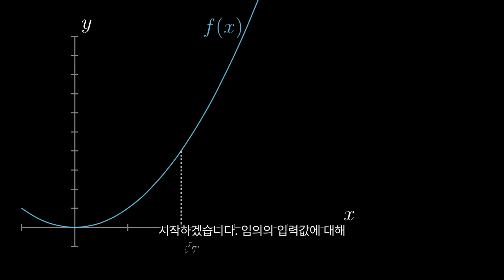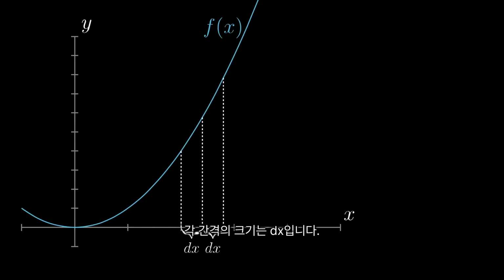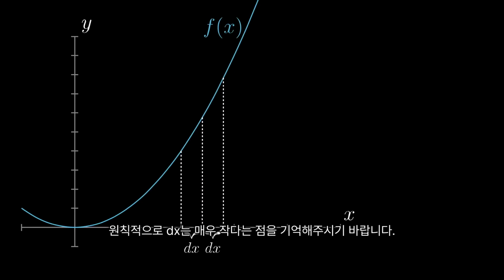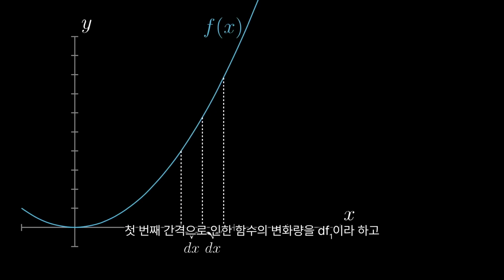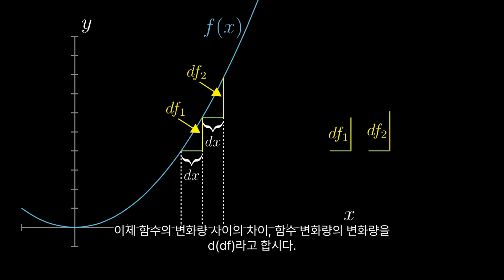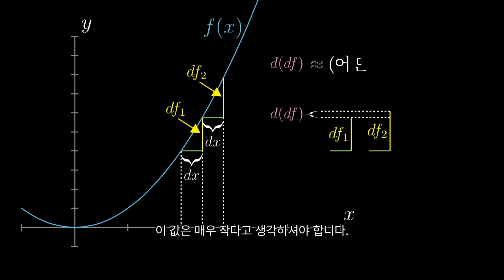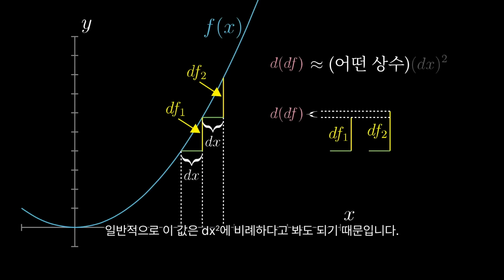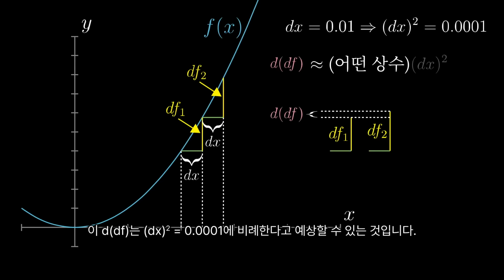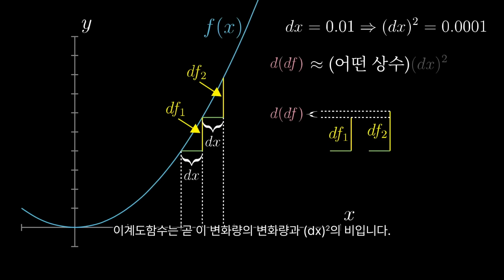To start off, think of some input to your function, and then take 2 small steps to the right, each one with the size of dx. I'm choosing rather big steps here so that we'll be able to see what's going on, but in principle, keep in the back of your mind that dx should be rather tiny. The first step causes some change to the function, which I'll call df1, and the second step causes some similar but possibly slightly different change, which I'll call df2. The difference between these changes, the change in how the function changes, is what we'll call ddf. You should think of this as really small, typically proportional to the size of dx squared. So if, for example, you substituted in 0.01 for dx, you would expect this ddf to be about proportional to 0.0001. And the second derivative is the size of this change to the change divided by the size of dx squared.